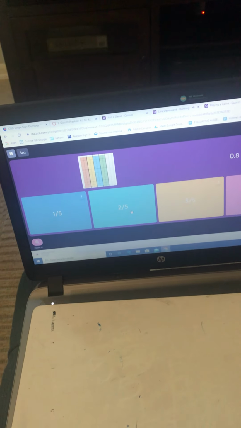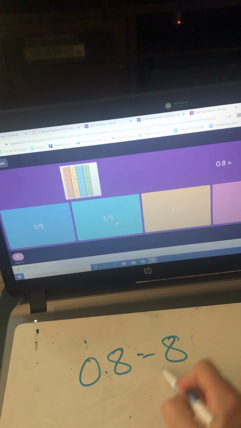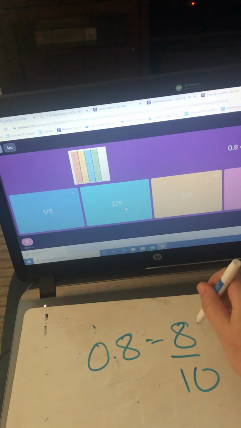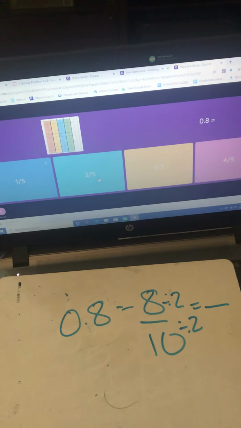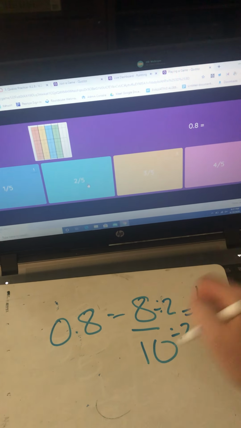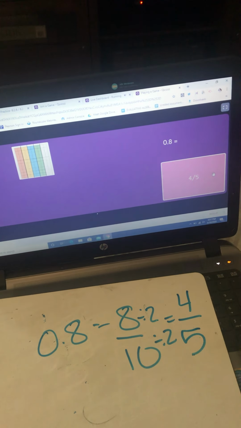Number 3, 0.8 written as a fraction. I know 0.8 can be written as 8/10 as a fraction. If I simplify, I can divide my numerator and denominator by 2. 8 divided by 2 is 4. 10 divided by 2 is 5. So 4/5 is the fraction I'm looking for.